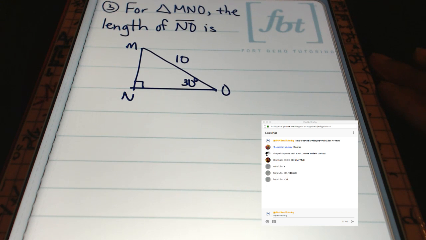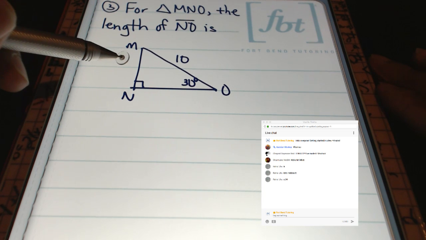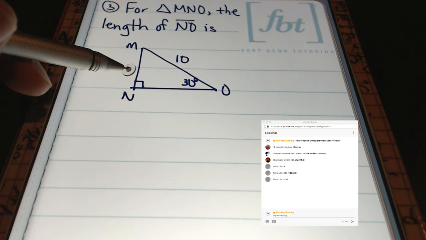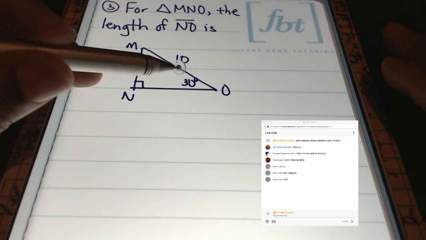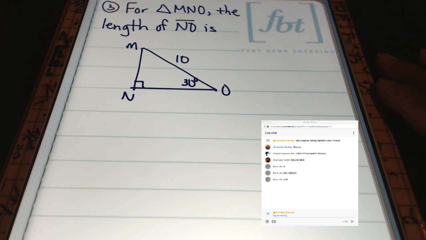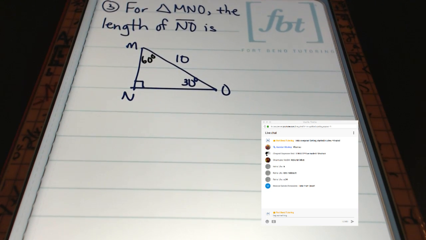It says for the triangle MNO, the length of NO is what? We have to figure this out. Now, admittedly, we have a right triangle in our diagram here. We know this because this symbol here tells us that angle N is a 90-degree angle. So because of that, you're dealing with a 30, 60, 90-degree triangle. So let's go ahead and mark that this angle here must be 60 degrees because the sum of the interior angles of a triangle, guys, has to equal 180 degrees.